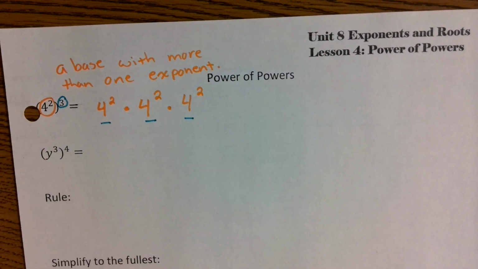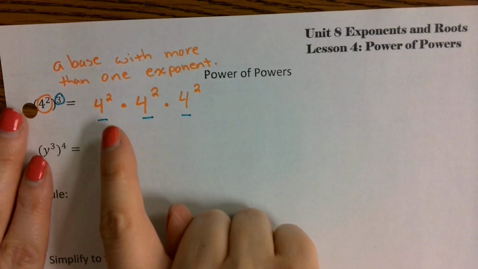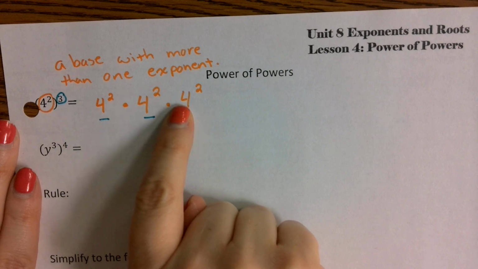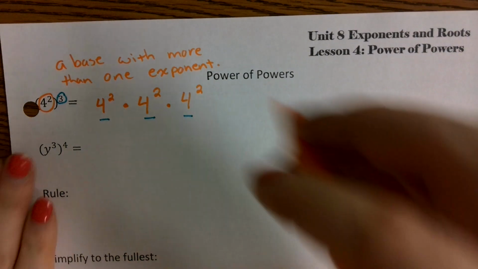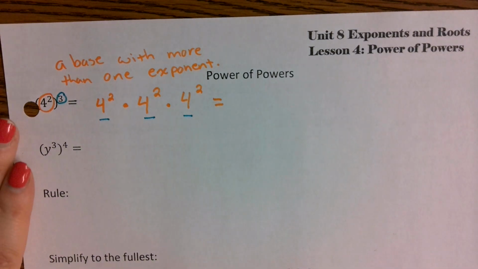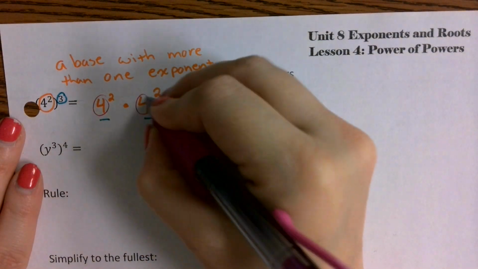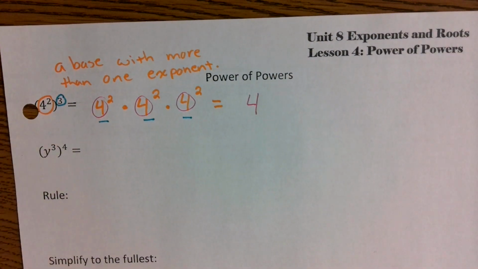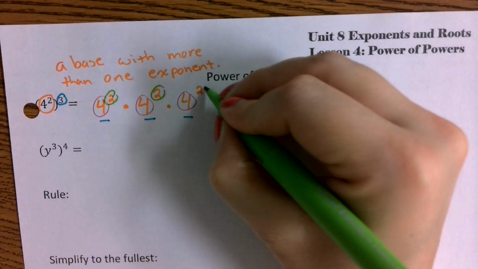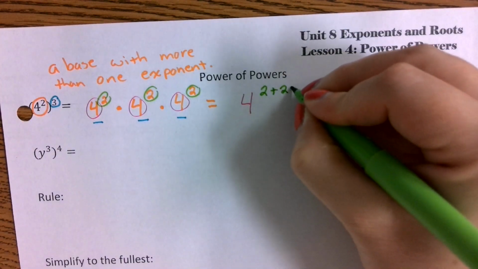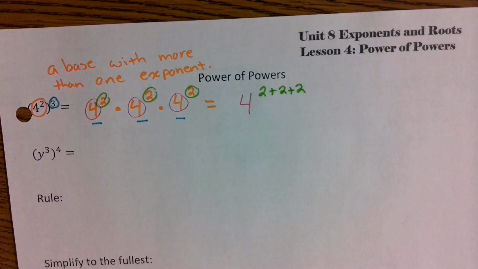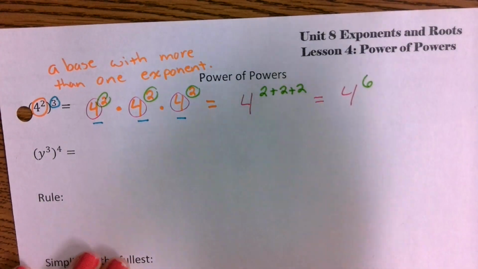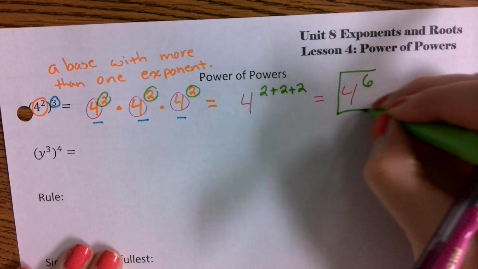Well, we know from our rule, if we have a product of powers, that all we're going to do is keep that base and then add the exponents. We learned that the other day. Remember, product of powers, you keep the base because the base was all the same, so the base is going to stay the 4. And then we're going to take those exponents and just add them together. So we have 2 plus 2 plus 2. And this is going to come out to 4 to the 6th power.